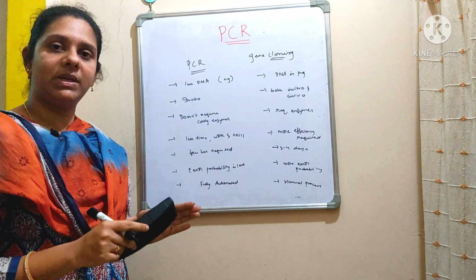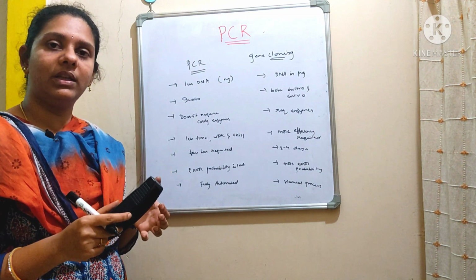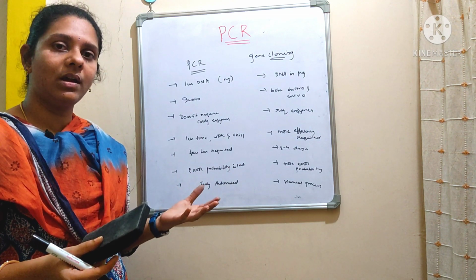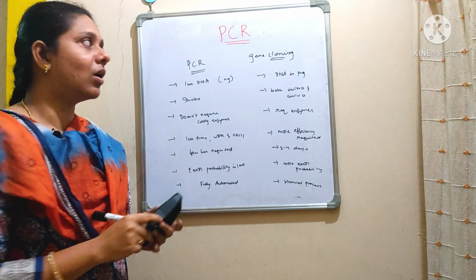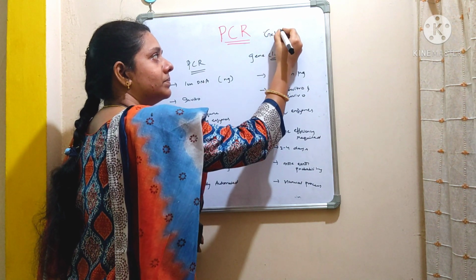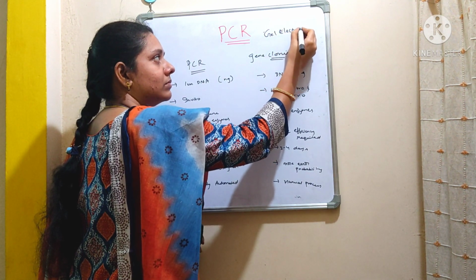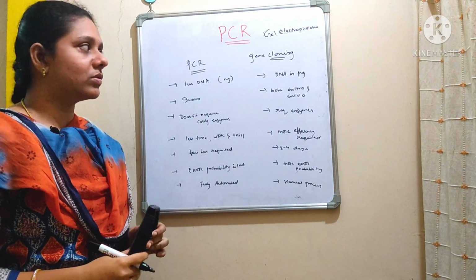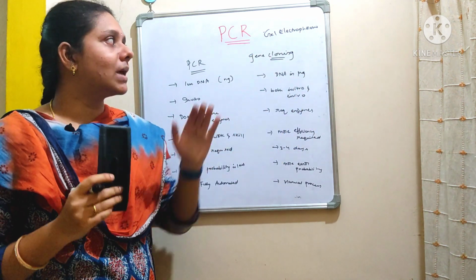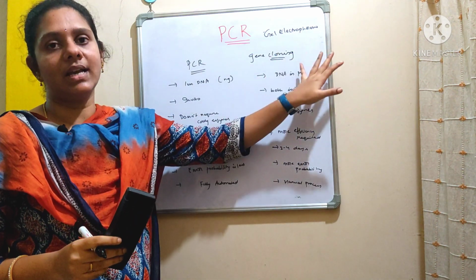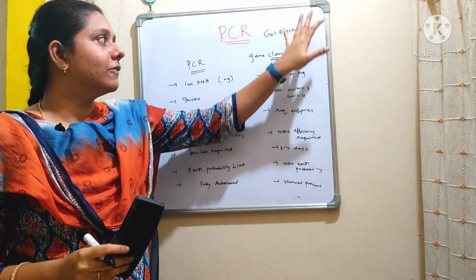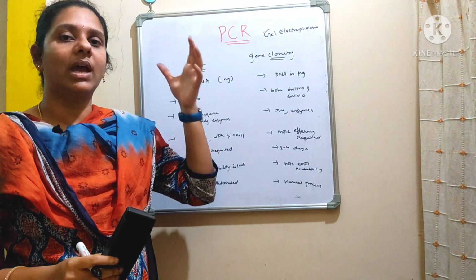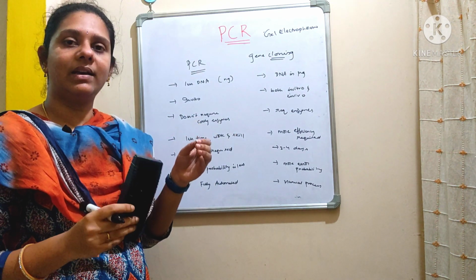Once you are finished with the PCR, if you want to identify the DNA product, how will you identify it? You need to perform a technique called gel electrophoresis, agarose gel electrophoresis. What is meant by electrophoresis? Separation of compounds based on size and charge. When you perform agarose gel electrophoresis, you will get bands which can be visualized. Agarose acts like a sieve.